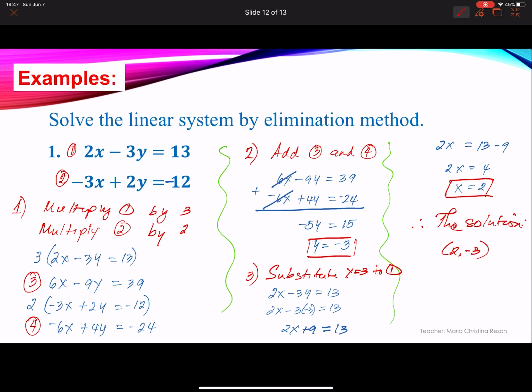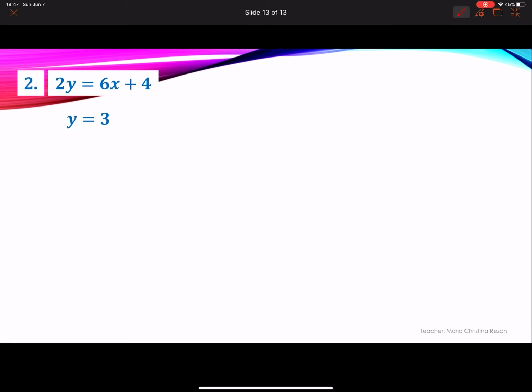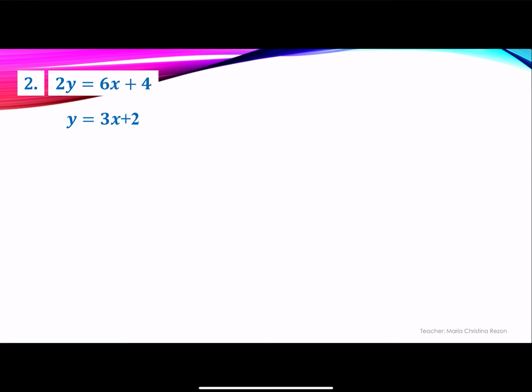Then let's proceed to our next example. You have here 2y is equal to 6x plus 4, and then y is equal to 3x plus 2. Now, this is by elimination method. So we'll try to eliminate one of the variables here. So this is your equation 1. This is your equation 2.